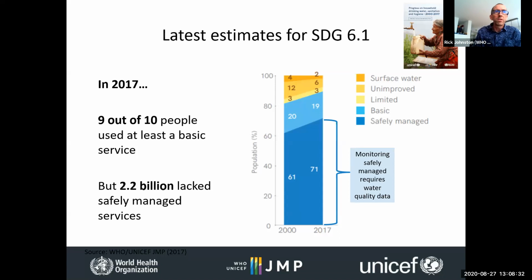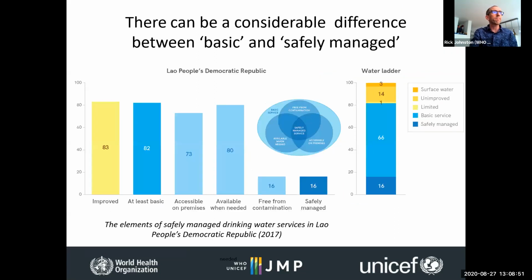And in our most recent report, which came out last year, we found that in 2017, 71% of the global population was using a safely managed drinking water service. And that was up from 61% in 2000. But that means that still 2.2 billion people lacked safely managed drinking water services. And as we've seen, that safely managed indicator draws on those elements of accessibility, availability, and quality.